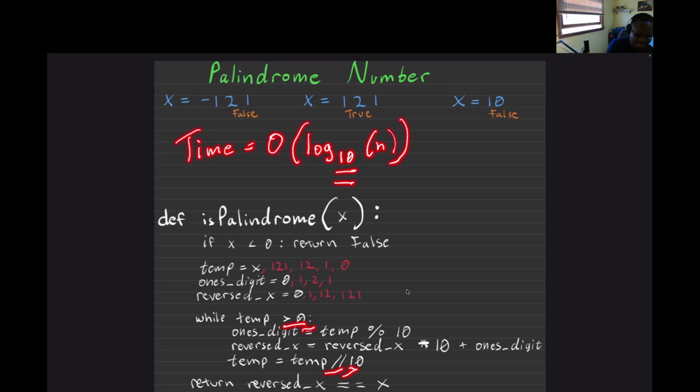And with that being said, the space is equal to big O of 1 because we're not using any extra space, right? We're just building up this reversed x integer, right? It's just an integer we're adding to, and we're comparing it at the end here.